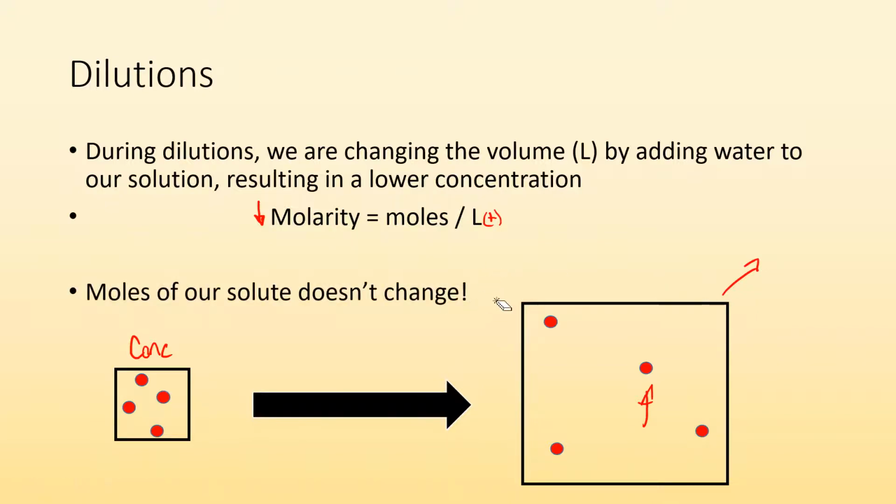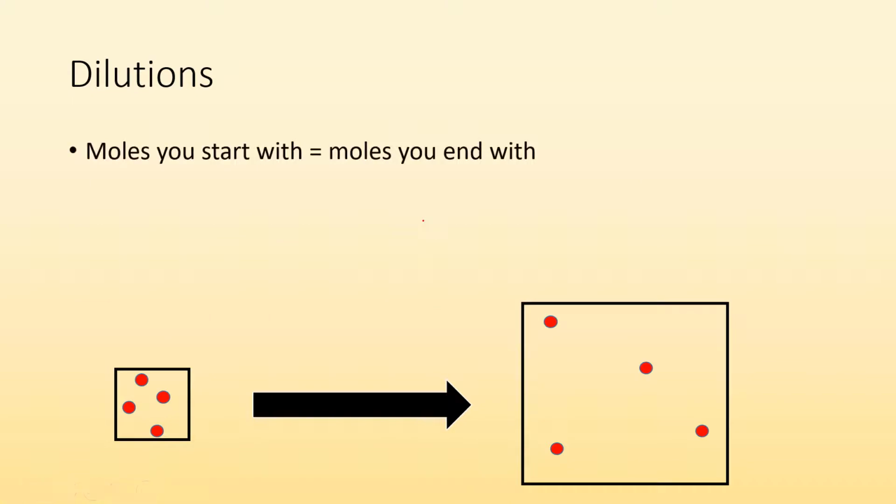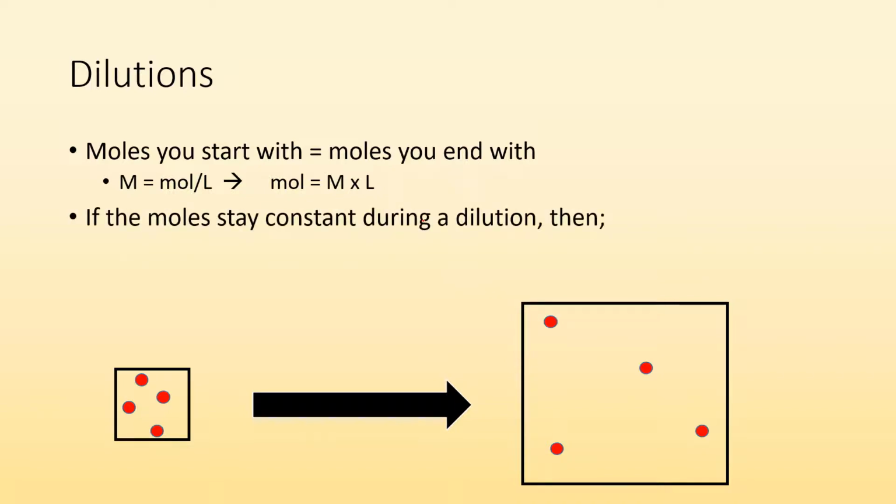Our moles, though, don't change. The moles stay constant over time. So the moles you start with is equal to the moles you end up with as far as what's dissolved, right? So if we rearrange that molarity equation to solve for moles, we get moles equals molarity times liters. All right, well, if the moles stay constant during a dilution, then my initial molarity times my initial volume has to equal my new molarity times my new volume because moles stays the same, right?